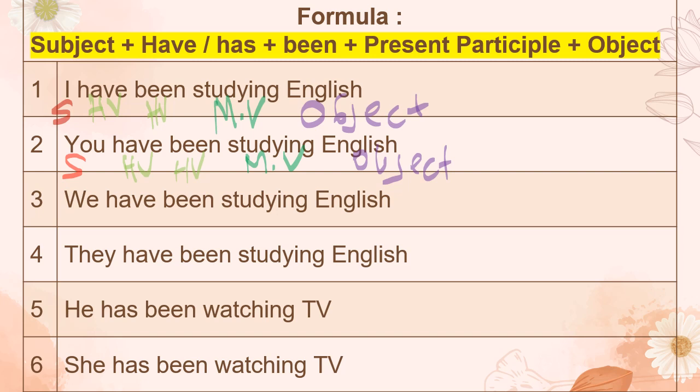Number 3. We have been studying English. We is the subject. Have is helping verb. Been is the helping verb. Studying is the main verb. English is the object.